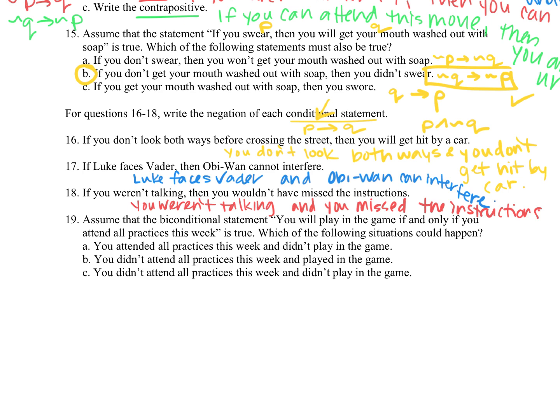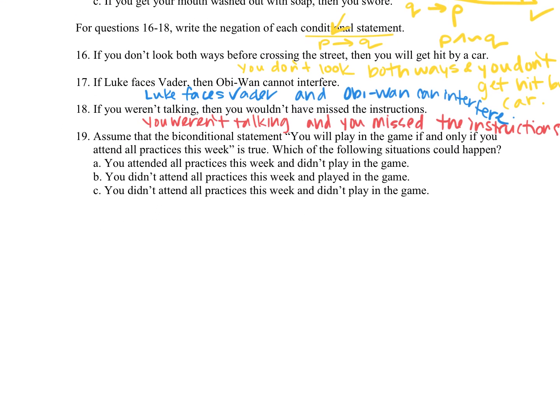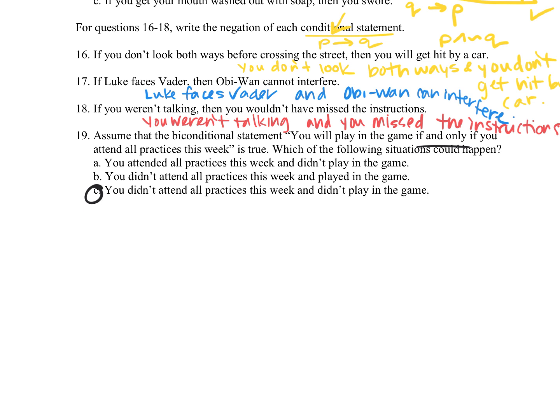For number 19, when you look at the biconditional, you will play in the game if and only if you attend all practices this week. So that means if you play in the game, then you attended all practices. And if you attend all the practices, then you play in the game. So the only situation that could occur is that you didn't attend all the practices and so you didn't play in the game. You could have attended all the practices this week and didn't play. That can't happen. You didn't attend all practices and you played, again, that couldn't happen. It was an if and only if.